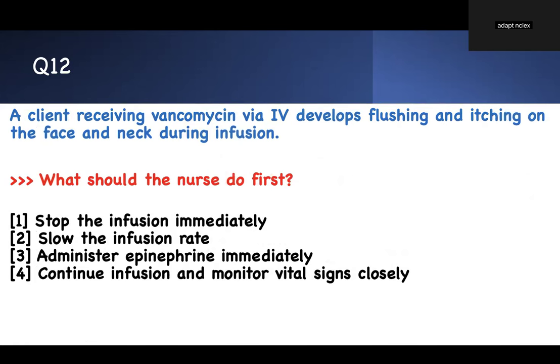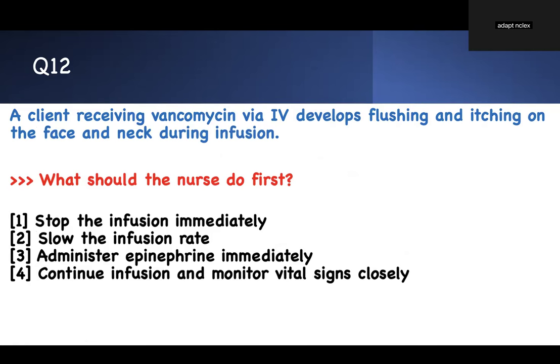The client is receiving vancomycin via IV, and develops flushing and itching on the face and the neck during infusion. What should the nurse do first? This is red man syndrome. What is the treatment? It's not an allergic reaction. If I see allergy stuff there, I'm not picking it. Stop the infusion immediately, is it an allergic reaction? No, it's not an allergic reaction. It's what? Infusion-induced flushing. So if you slow it down, it usually helps, right?